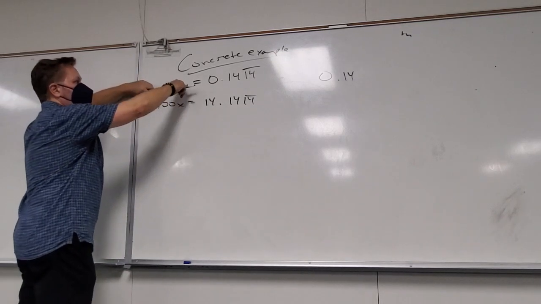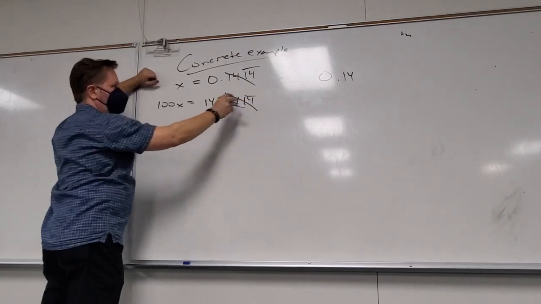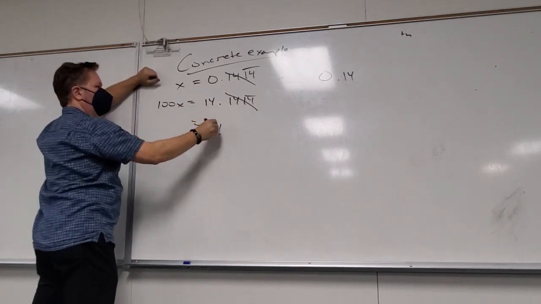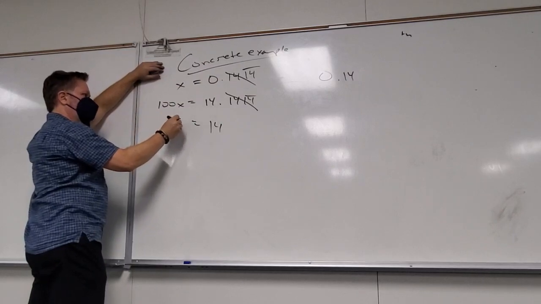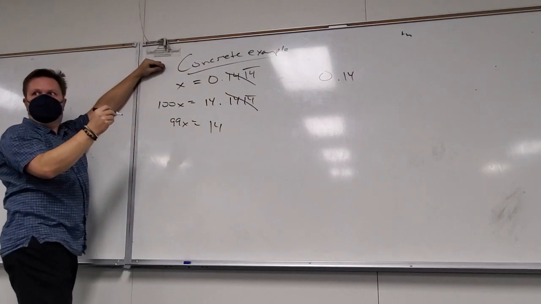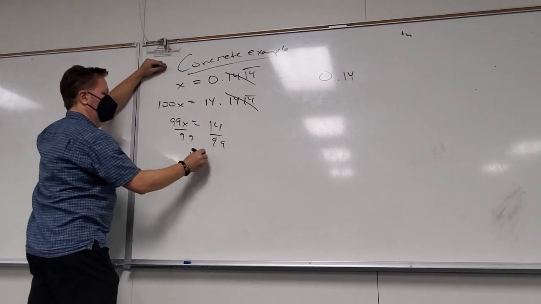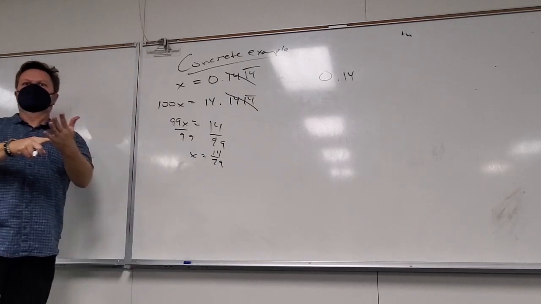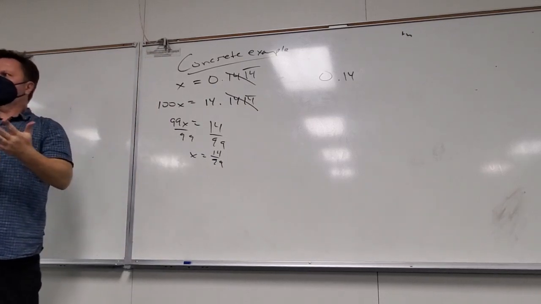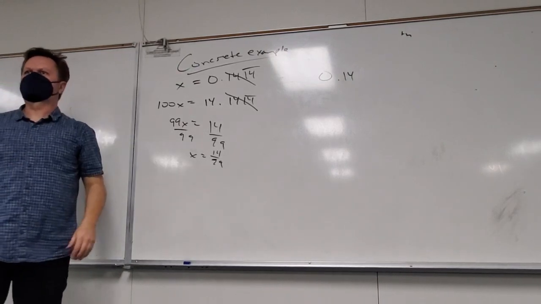If I subtract these, do you see how this cancels? What's 14 minus 0? 14. What's 100x minus 1x? That's right, kids, 99x. And if I divide by 99, don't I get what I want? So do 14 divided by 99 on a calculator. See if Jeff has any idea what he's talking about. A little bit, okay. Just a little bit.